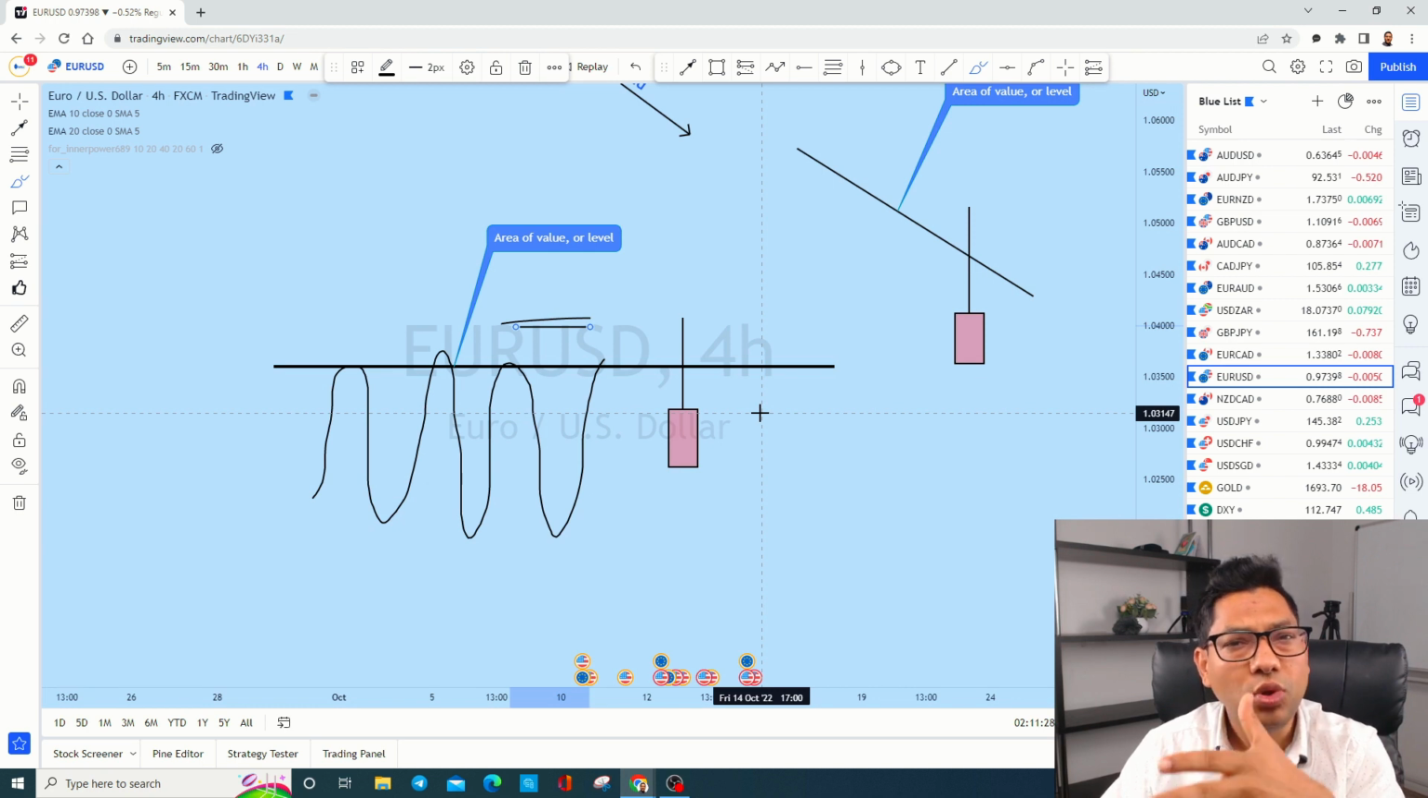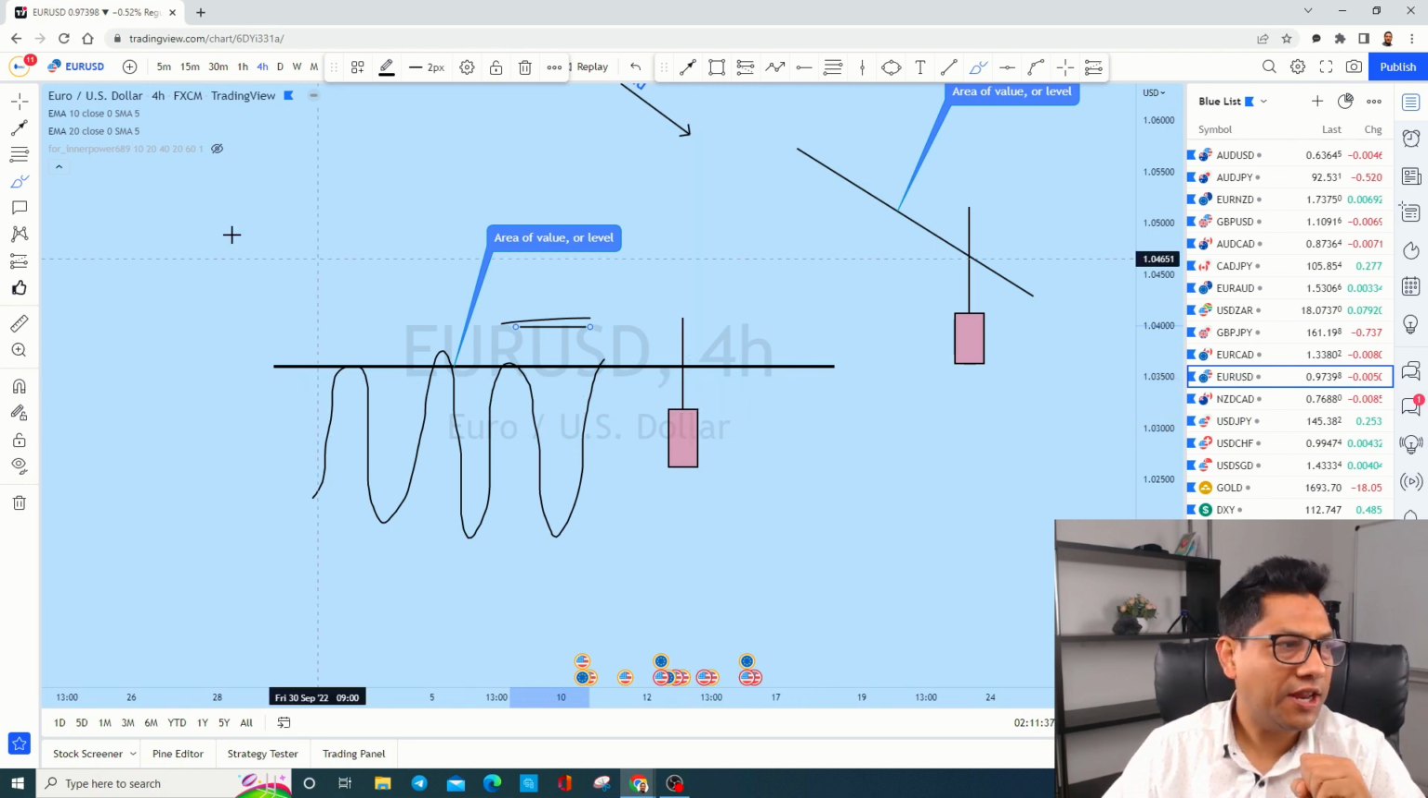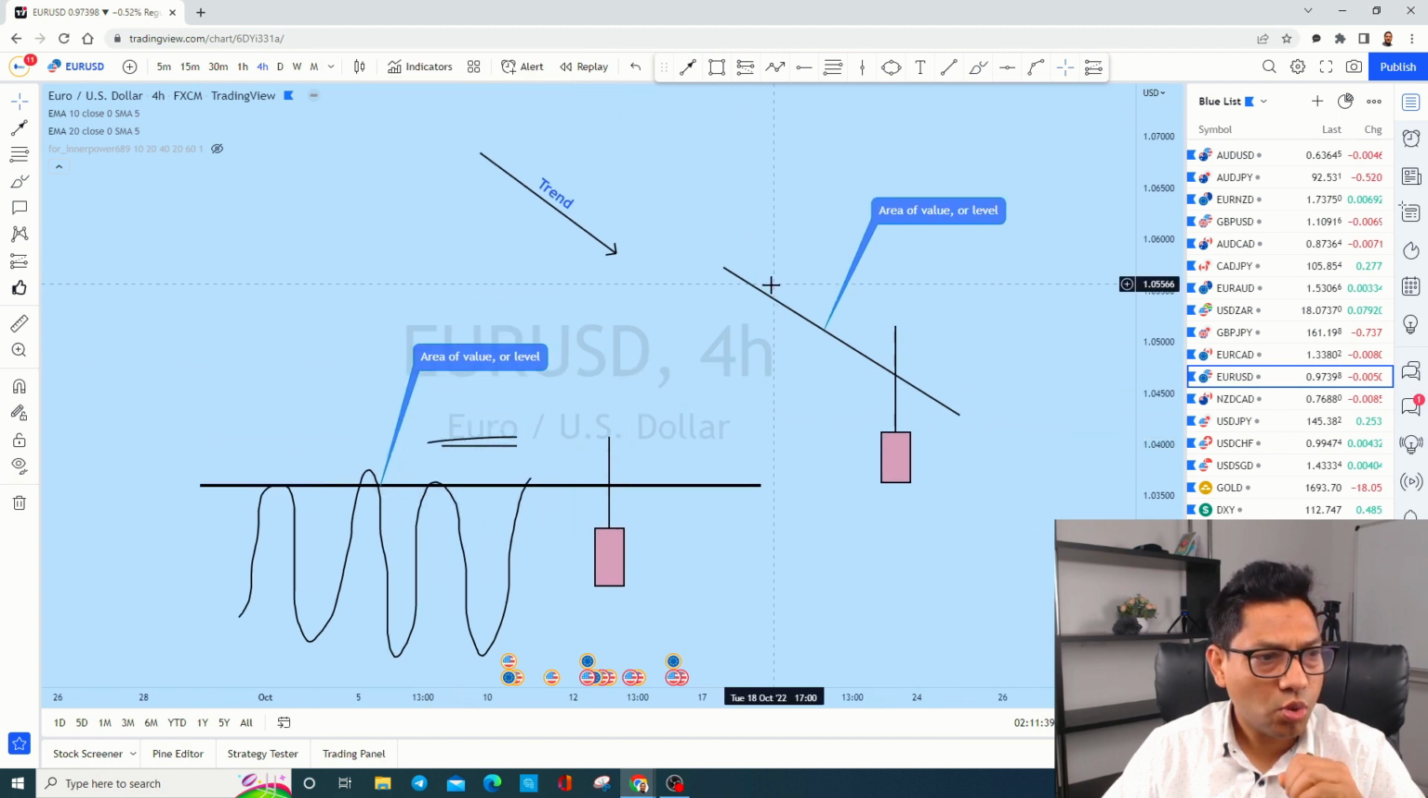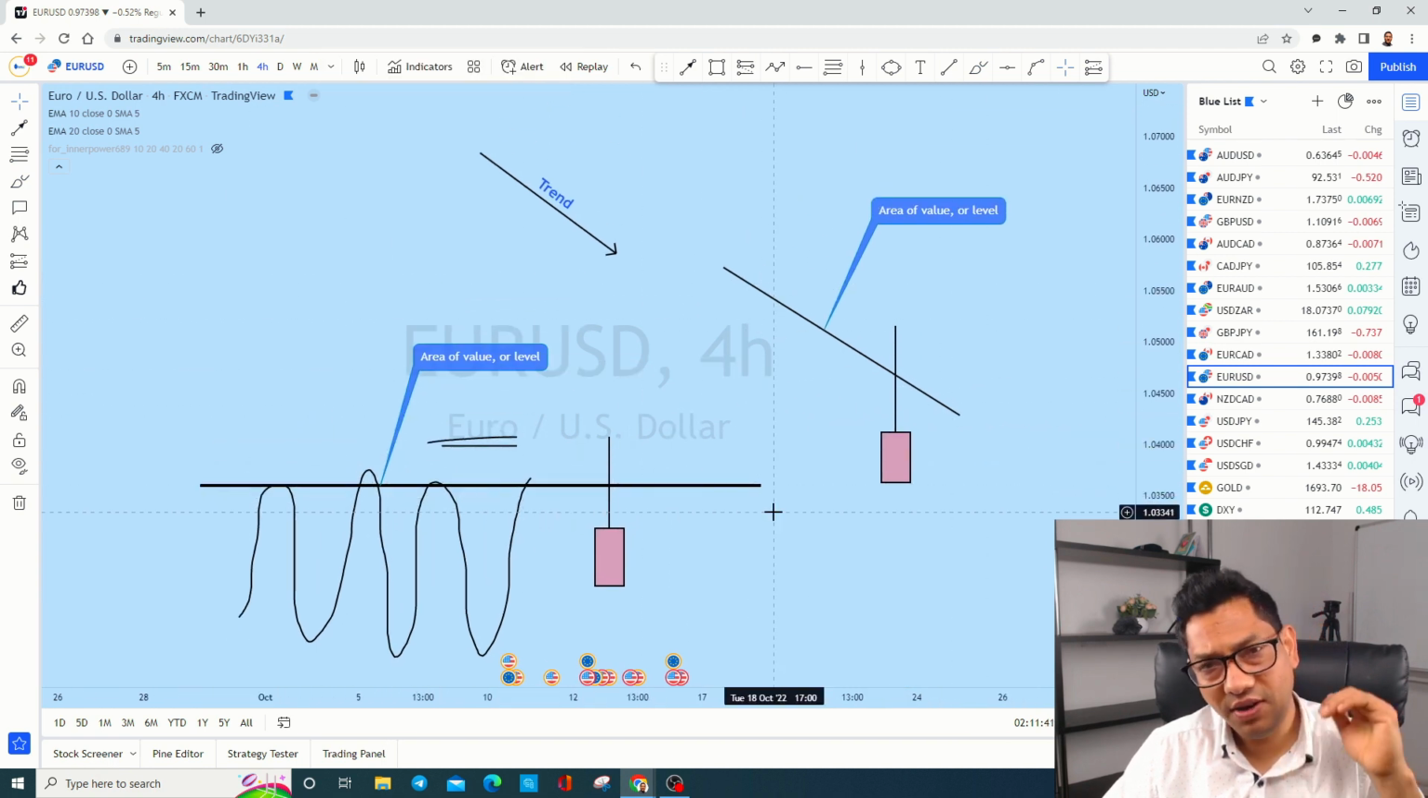Once you trade with the big boys, you can catch big trades, high probability trades, to become a consistently profitable trader. Now let me look at this one here. Now this is the horizontal level in a resistance.